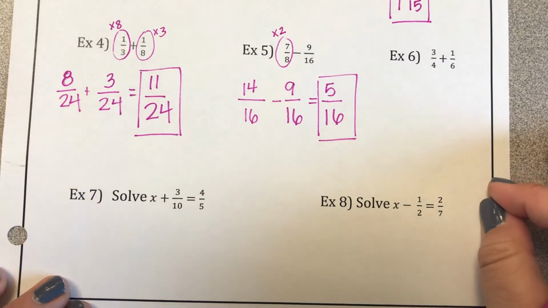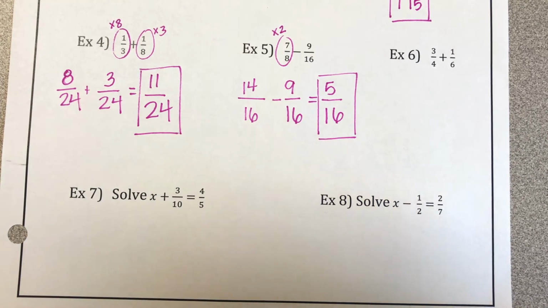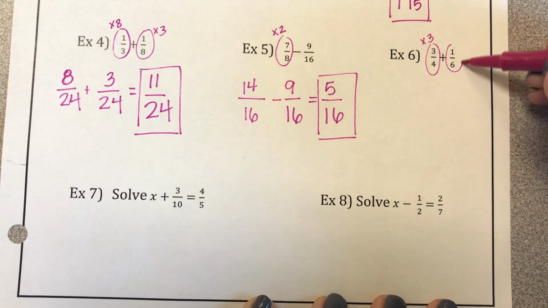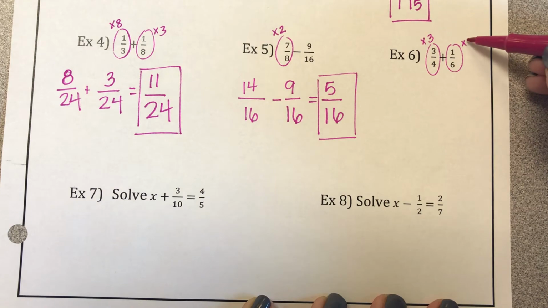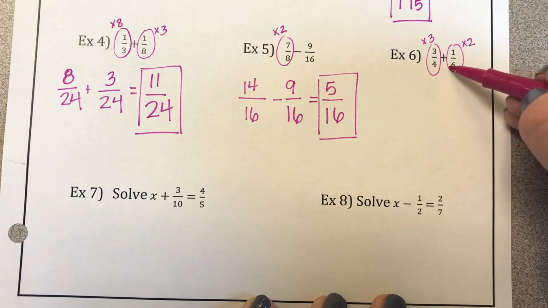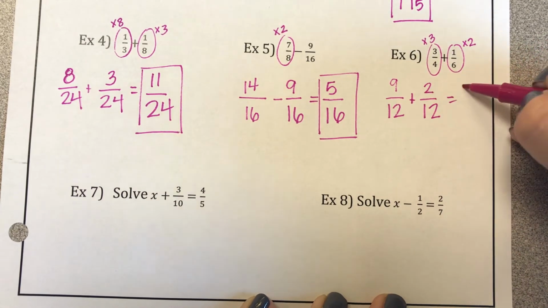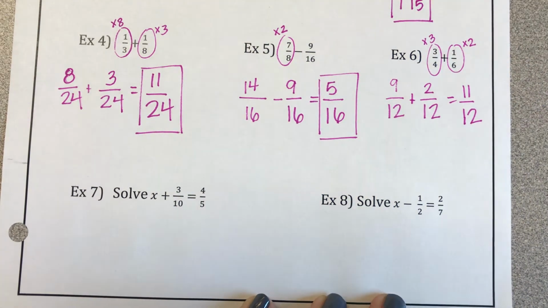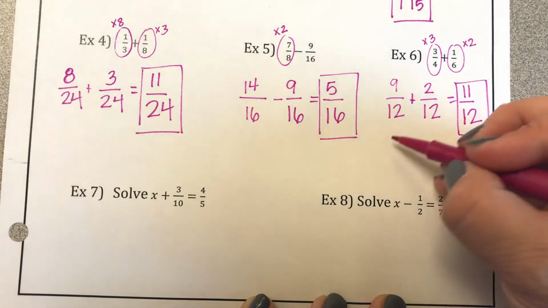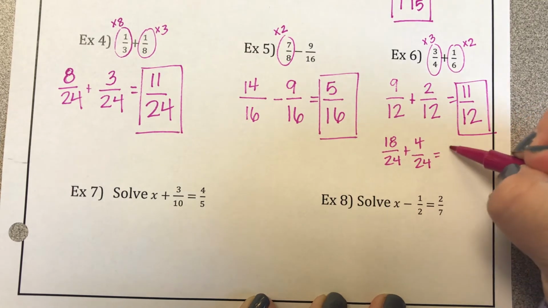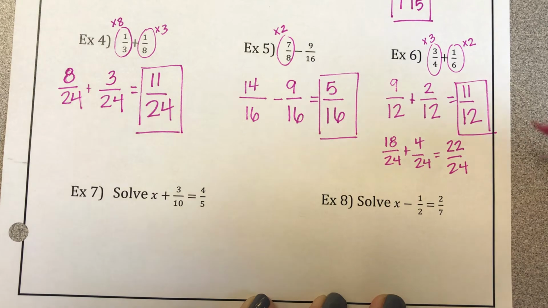Why don't y'all try number 6 and pause it, try it, and then see what you get. We'll come back and check it. A common denominator would have been 12. If you did 24, watch, and you're going to see that you should get the exact same answer. With a common denominator of 12, this gives me 9/12 plus 2/12, which is 11 over 12. This is simplest form, no common factors, I'm done. If you had done 24, you would have ended up with 18 over 24 plus 4 over 24. You would have got 22 over 24, and look, they're both divisible by 2. Simplest form, 11 over 12.